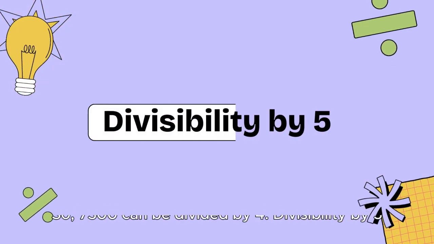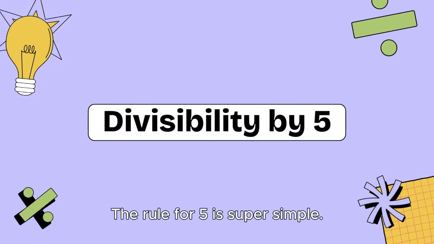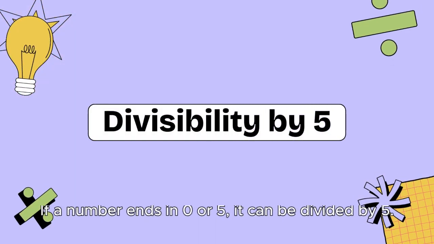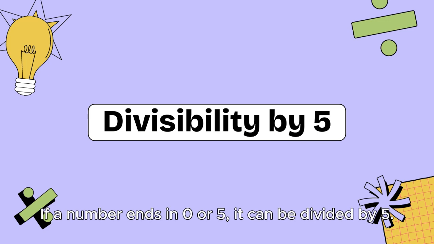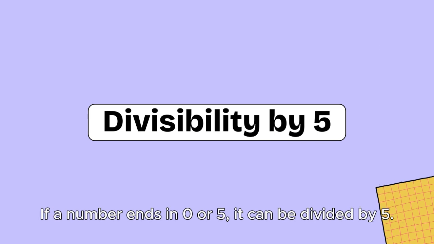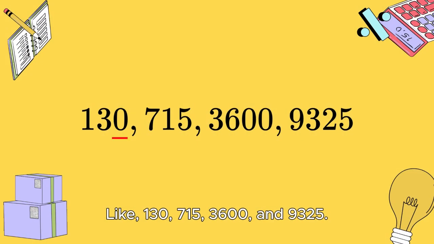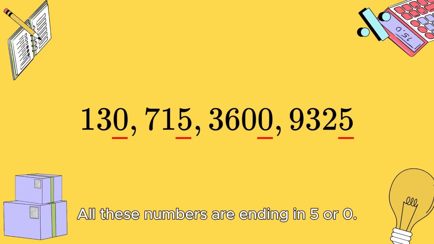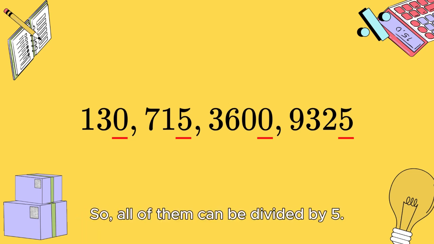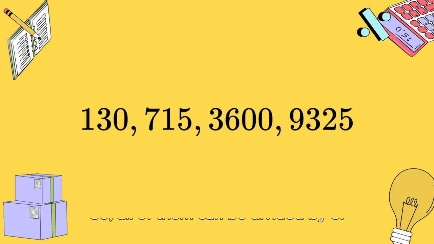Divisibility by 5. The rule for 5 is super simple. If a number ends in 0 or 5, it can be divided by 5. Like 130, 715, 3,600, and 9,325. All these numbers are ending in 5 or 0. So all of them can be divided by 5.